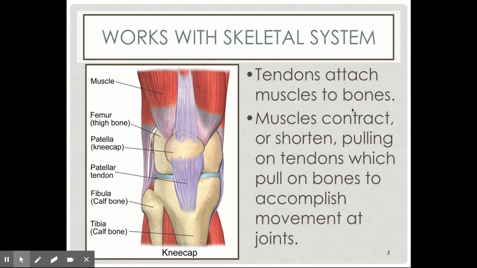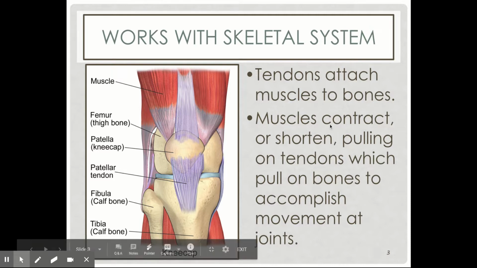So muscles will contract, or get shorter. Every time you hear the word contraction, that means shorten, which will pull on your tendon. Here you can see your tendons in white, which will then pull on your bones to accomplish a movement at a joint. So that is how your tendons and your muscles and your bones integrate in order to create a movement. It's all a pulling motion.